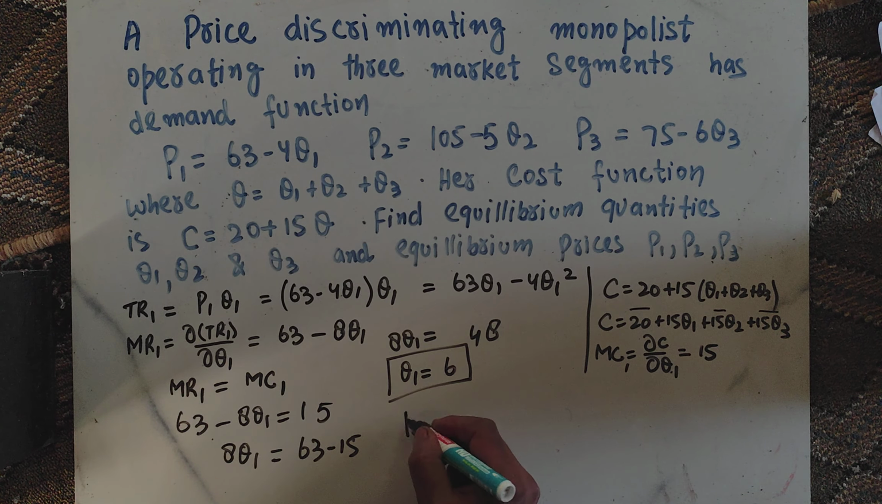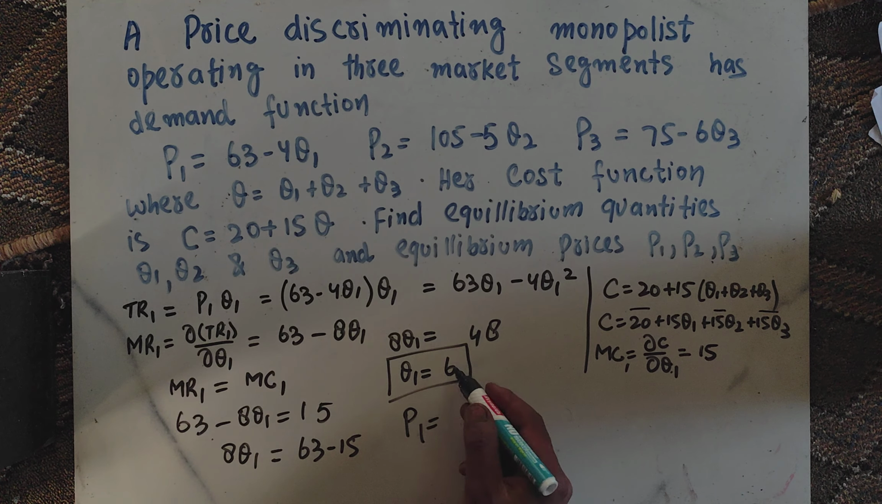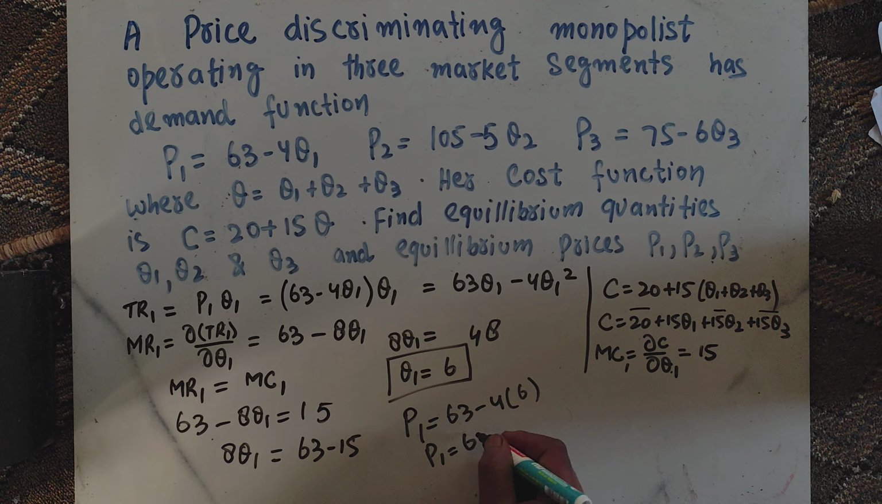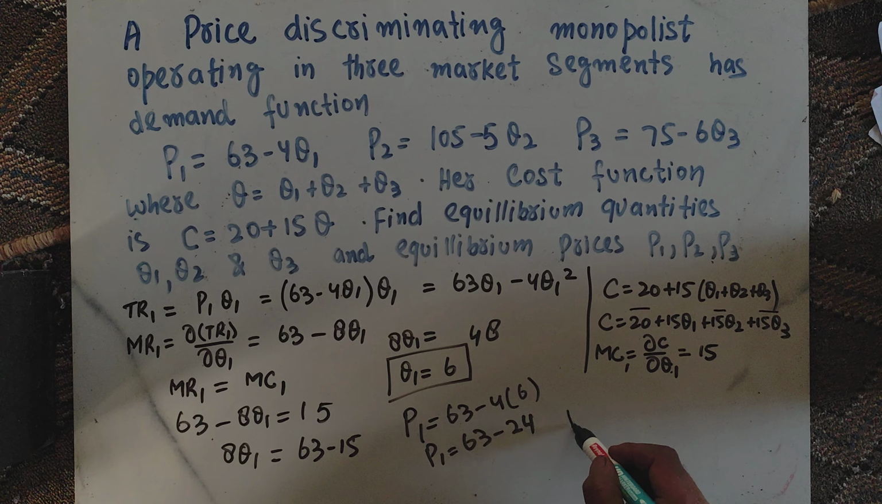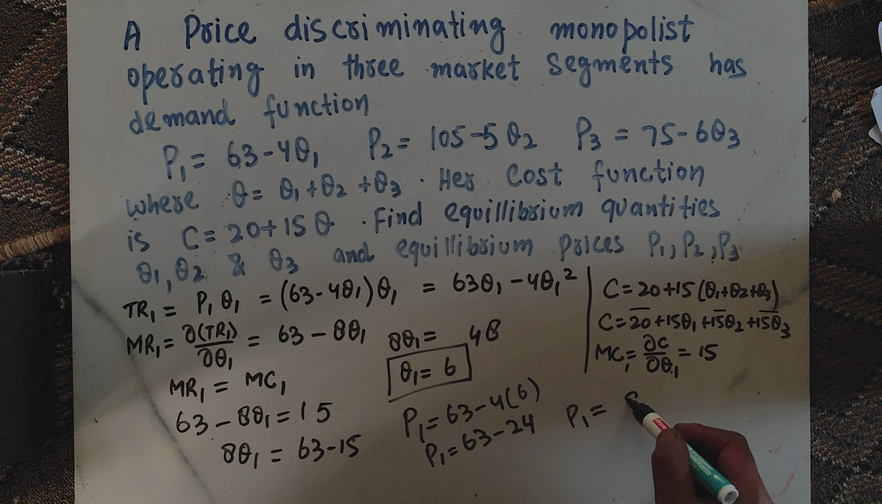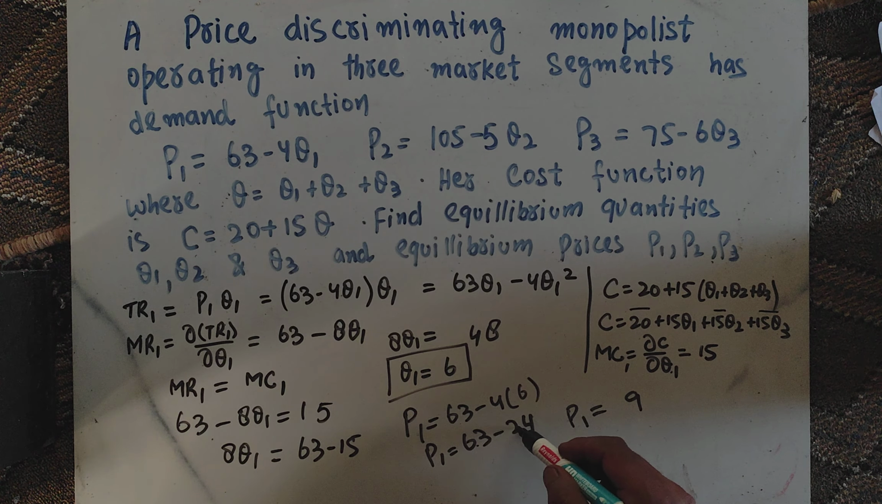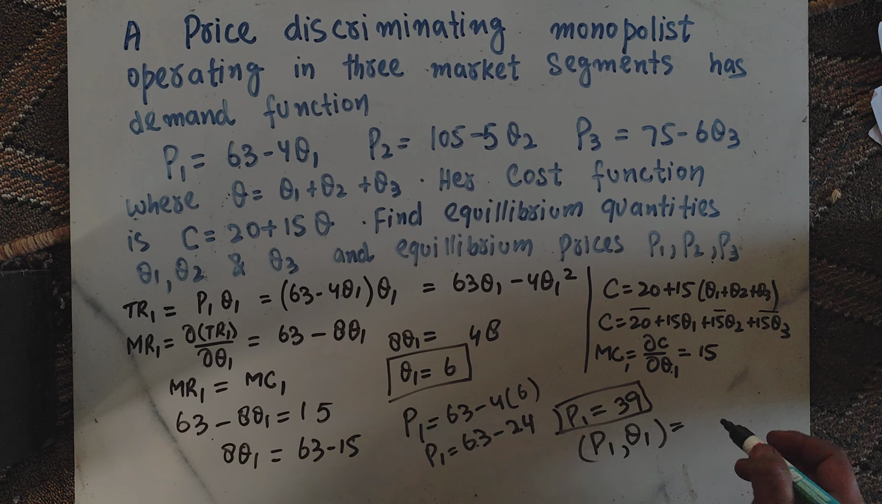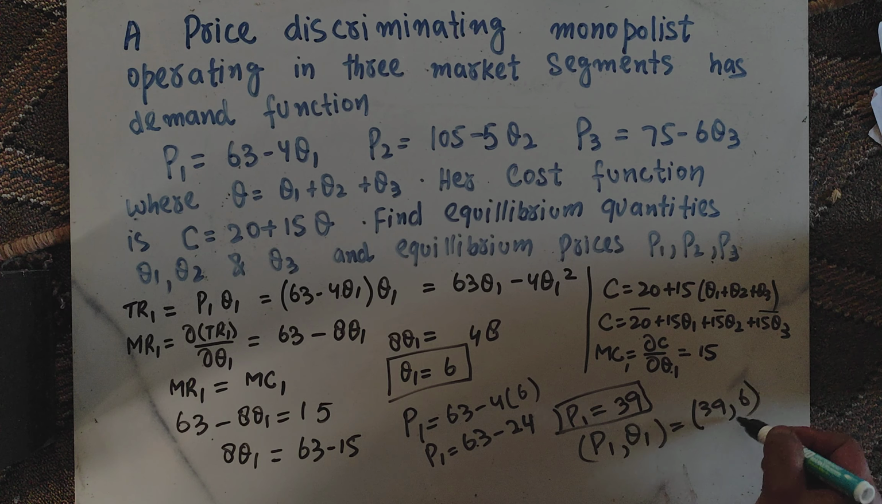Now what will be the price in the first market? Plug Q1 equal to 6 into the demand equation, so we have 63 minus 4 times 6. 4 times 6 is 24, so P1 will be equal to 39, and that will be the equilibrium price. So in the first market, P1 is 39 and Q1 is 6.